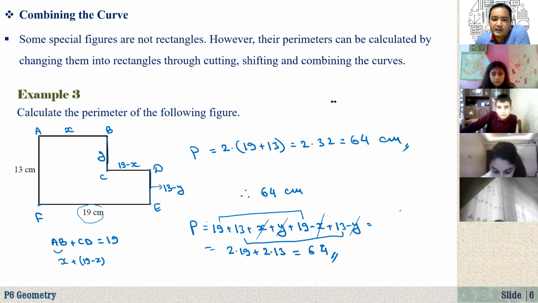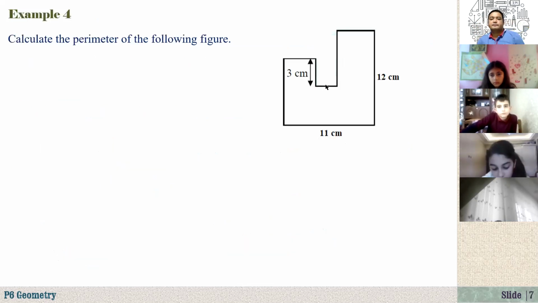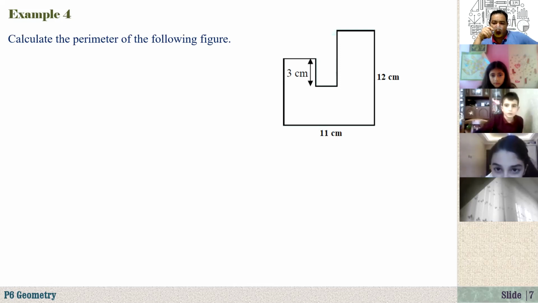Okay, very good. Guys, if you are ready, now next question. You have again 1.5 minutes. If you are ready, we can start now. Calculate the perimeter of the following figure.